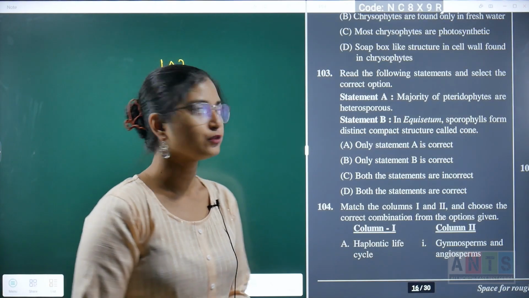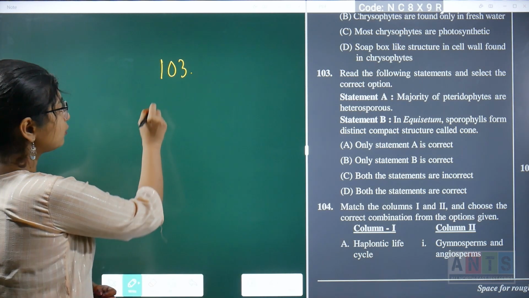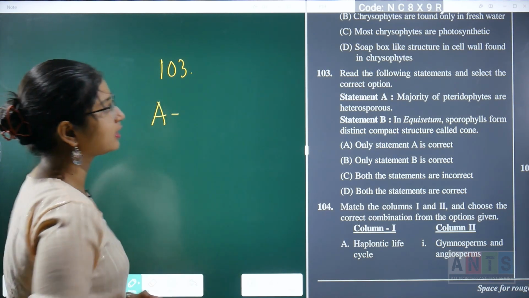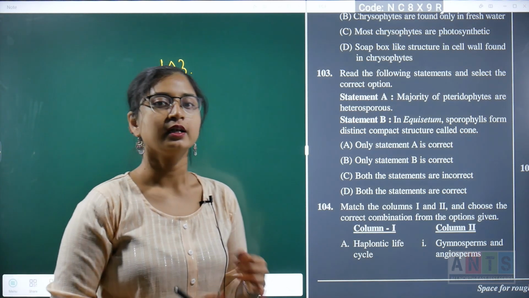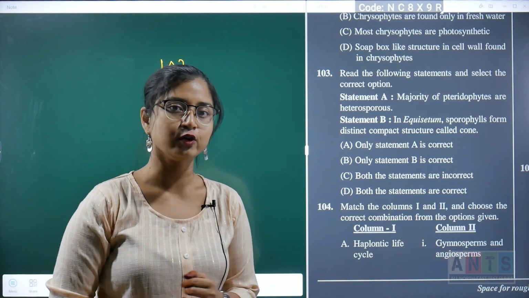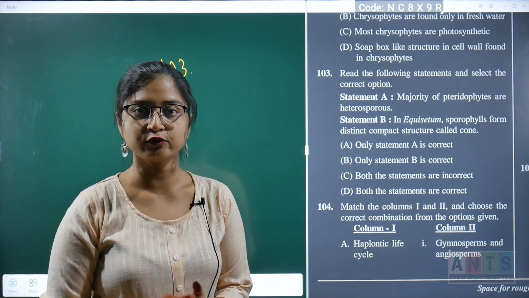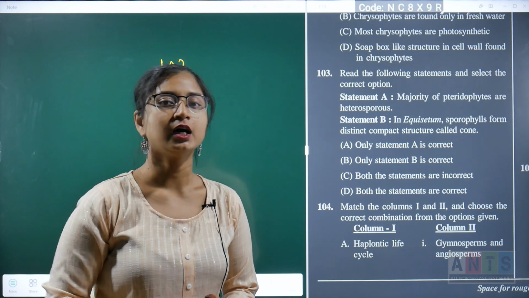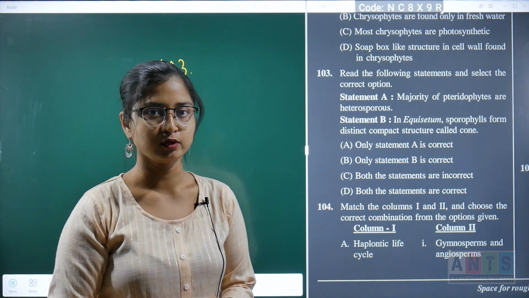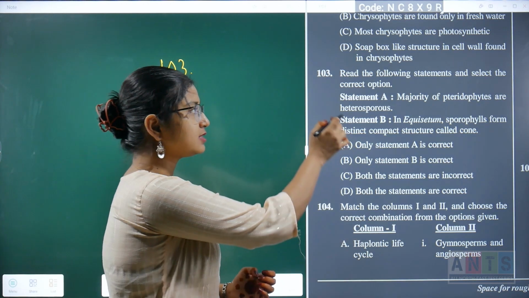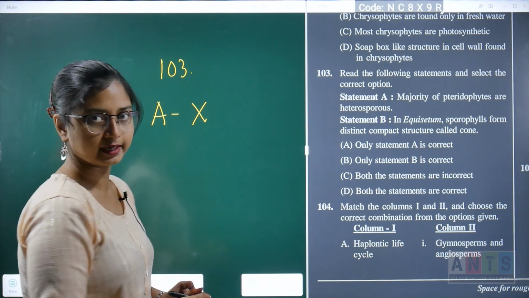Now, question number 103, read the following statements and select the correct option. तो यहाँ पे statement A बोला गया है that majority of pteridophytes are heterosporous. Now, even though we do have pteridophytes who are heterosporous in nature, majority of pteridophytes heterosporous नहीं होते हैं. Among the entire group, there are few limited examples of heterospory. So going by that, it seems statement A यहाँ पे incorrect हो रहा है. So statement A is incorrect.